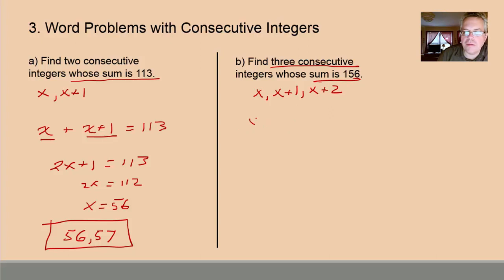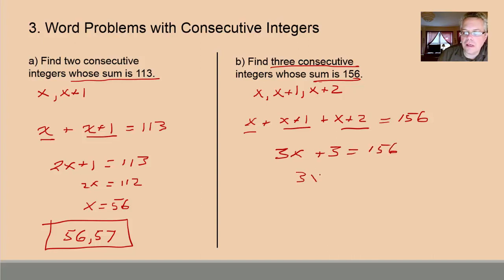So here we go. We're going to add them up. x plus x plus 1 plus x plus 2. Those are my three numbers. Their sum is 156. Okay, so combine like terms. You get 3x plus 3 is 156. I get 3x equals 153. Let me divide 153 by 3. And I get 51. So x equals 51.